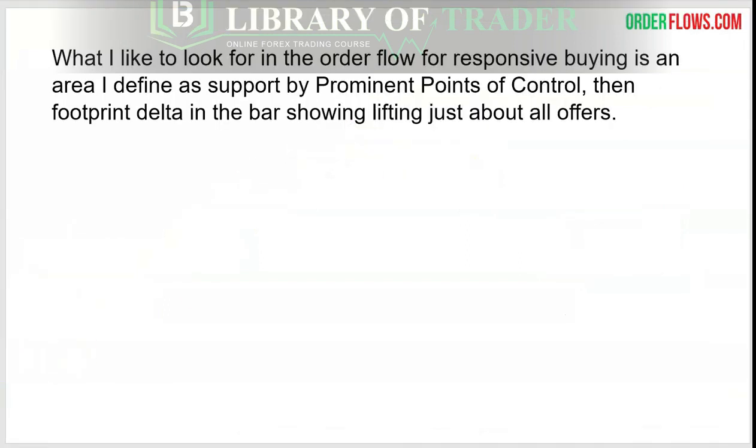So what I like to look for in the order flow in responsive buying is an area defined as support, again, by prominent points of control, by the point of control. It doesn't necessarily have to be a prominent point of control. Don't get your head around, oh, Mike says it has to be prominent points of control. No, if it's a point of control that matters, or several points of control lined up, that's the same thing. And this time look for the delta footprint to be showing all the offers getting lifted.